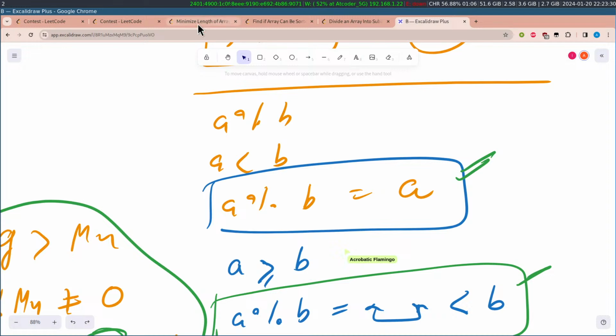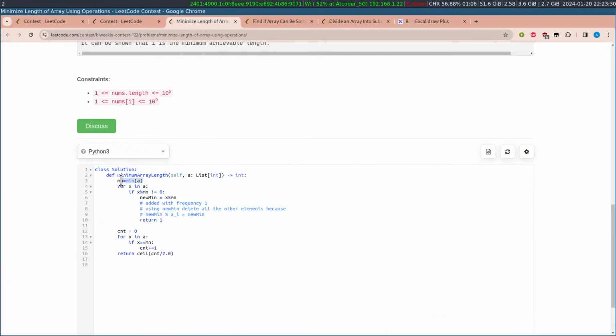And looking at the code, I first found the minimum element of the array. Then I iterated on all the elements of the array to check if we can find x mod minimum which is not equal to 0. In that case, my claim is that x mod mn would be the new element which is smaller than the minimum, and the new minimum. So now using this new value, we would be able to delete all the elements. So return 0 in this case.